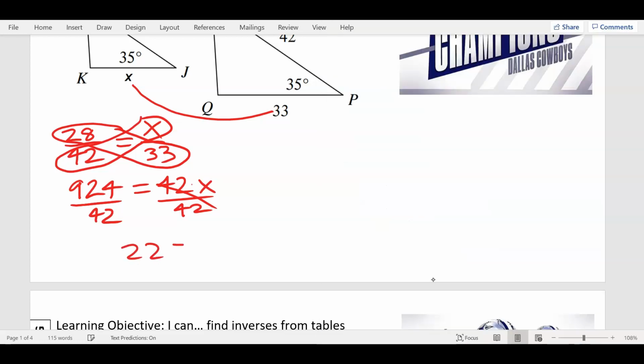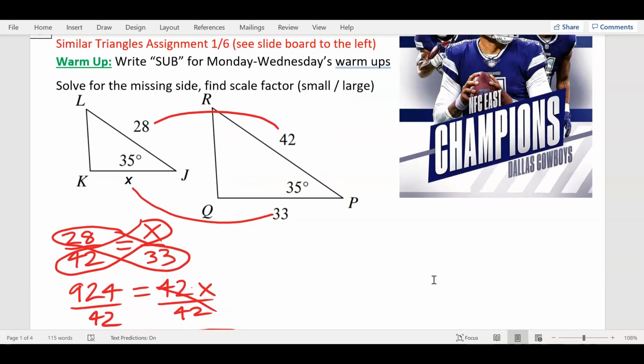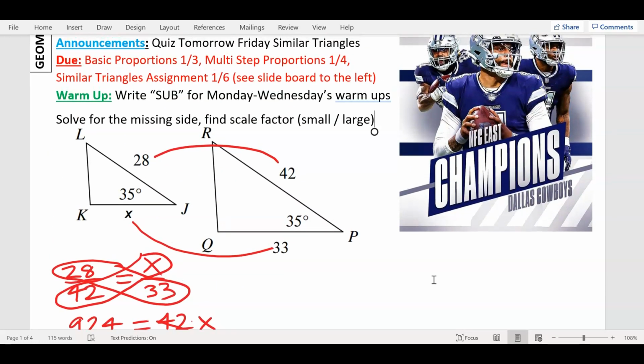22. Okay, so we solve for x. We got our missing side. And then we're doing scale factor. Now, the scale factor went from the big one to the small one, okay? So that's why we're going to put our new one, our small one, over our old one, our original one, which is the large one. Small over large. So that's a division, small divided by large.